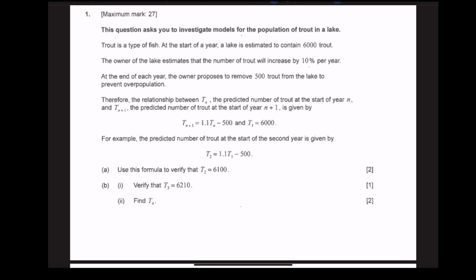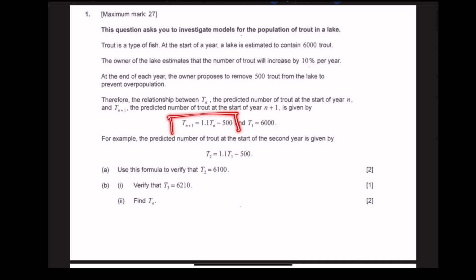So trout is a type of fish. At the start of the year, a lake is estimated to contain 6,000 trout. So at the first year, you have 6,000 of these fishes. Estimates that the number of trout will increase 10% per year. At the end of each year, the lake owner proposes to remove 500 trout from the lake to prevent overpopulation. Find the relationship between Tn, the predicted number of trout at n years, and Tn plus 1.